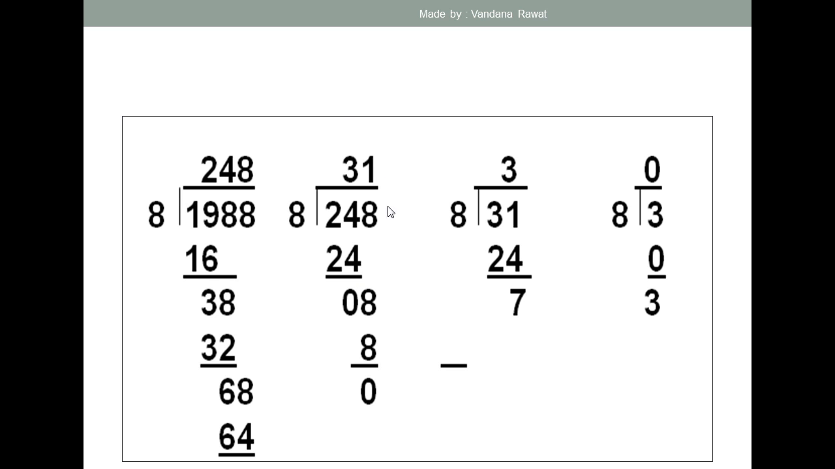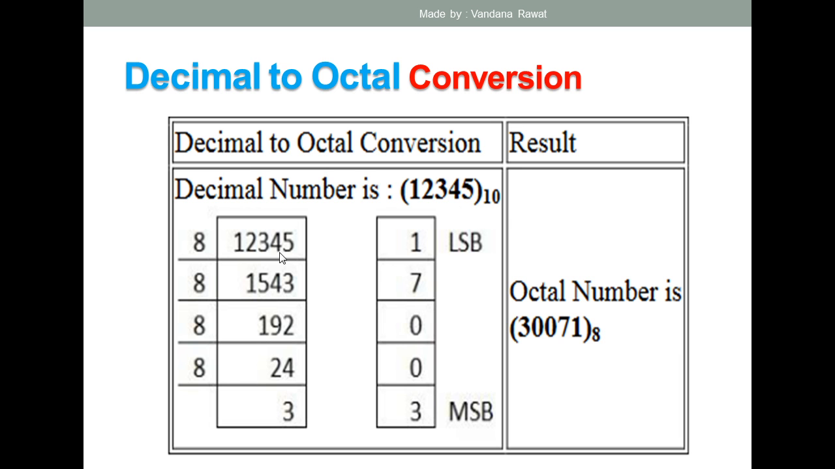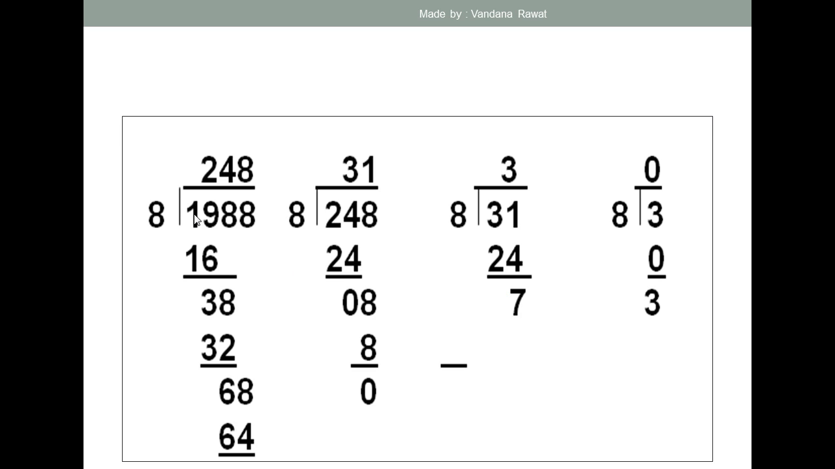Now come to the next example, that is, for example, you have to convert one decimal number, that is 1988. This is one decimal number and you have to convert it into octal. So separately you have taken all the parts. Like in the previous example, all the remainder parts were written over here, but now in the next example you have taken all the numbers separately.